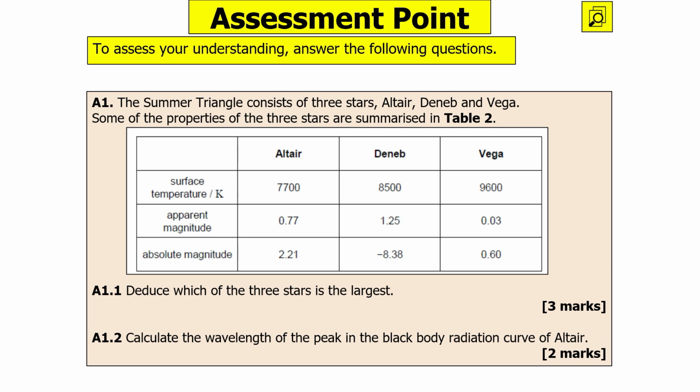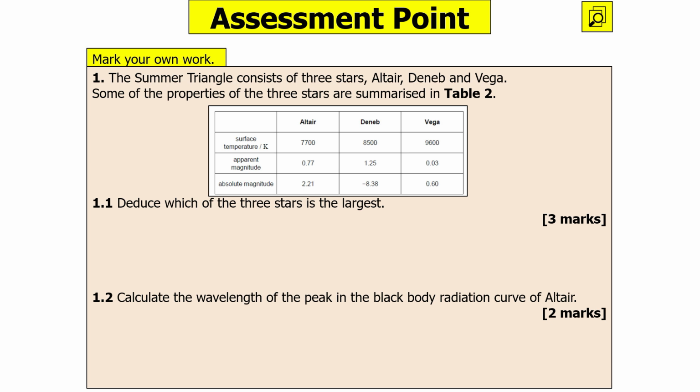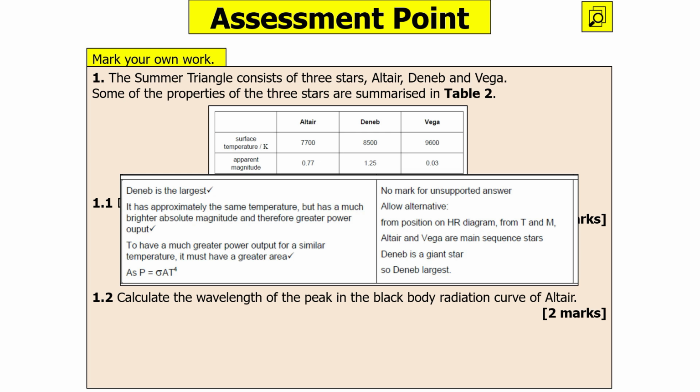Now, from this information again, deduce which of the 3 stars is the largest, and then calculate the wavelength of the peak in the blackbody radiation curve of Altair. So pause the video now, then unpause the video when you want to go through your answer. Right, so how can you work it through? Well, again, we're looking at area, so we've got to use Stefan's law again. So the answer is Deneb, because they all have approximately the same temperature, because they're all in the same spectral class. We're going to assume the temperature is constant. So therefore, Deneb has the highest absolute magnitude from the information given to us, so therefore has the highest power output.